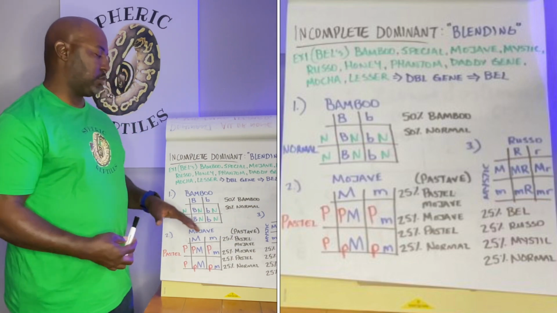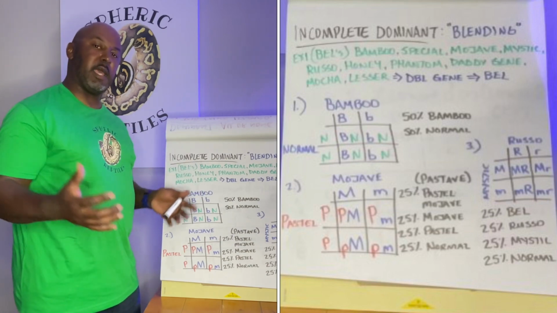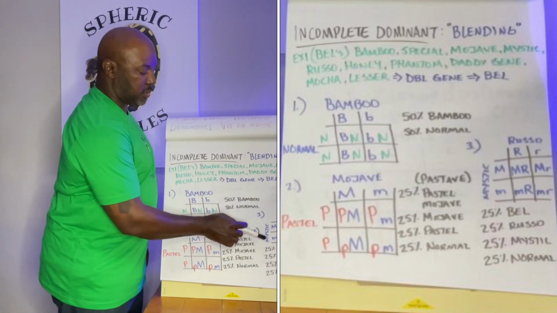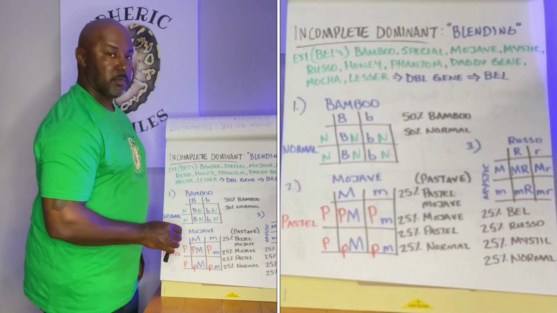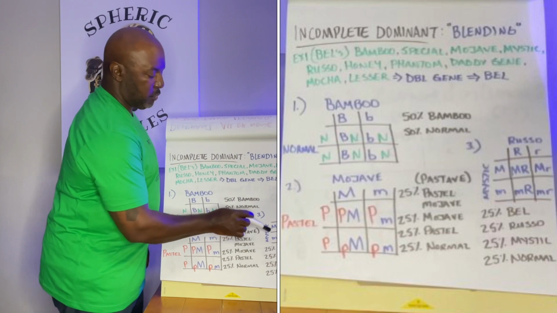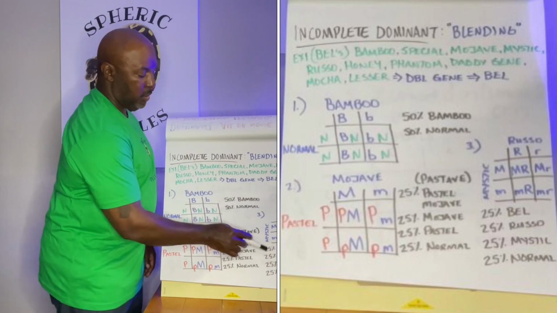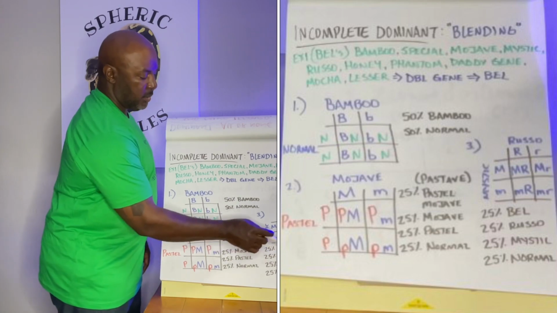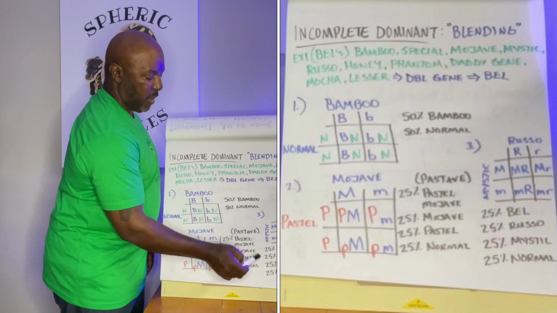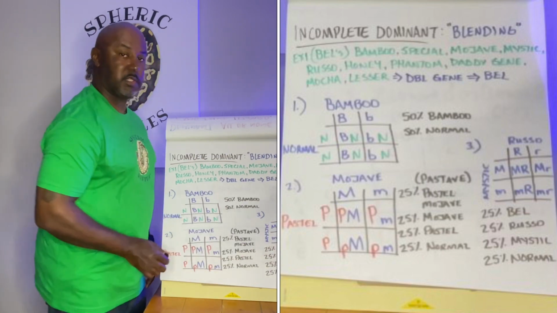And now if we go to the incomplete dominant for the blue-eyed leucistic class of snakes, I'll call them, we'll go to the third option where we have a Russo with a mystic. So what we have is big M, big R, small r for the Russo, and right here in this top one, we have big M, small r, we got a blue-eyed leucistic. Then we have a 25% chance of getting a Russo, a 25% chance of getting a mystic, and a 25% chance of getting a normal, which is down here.